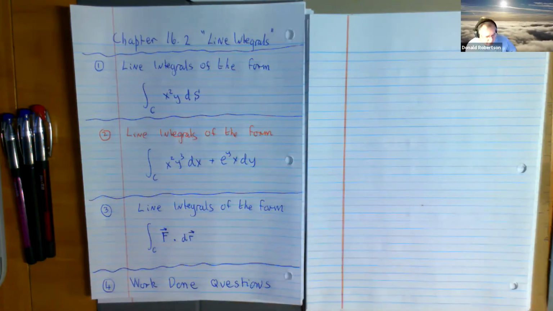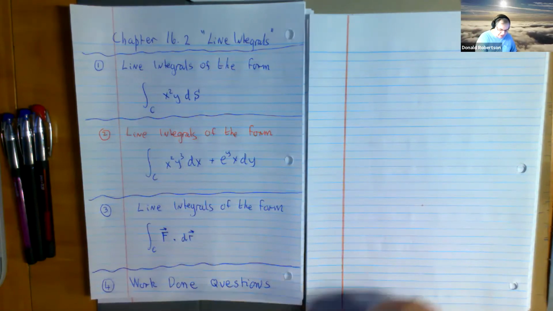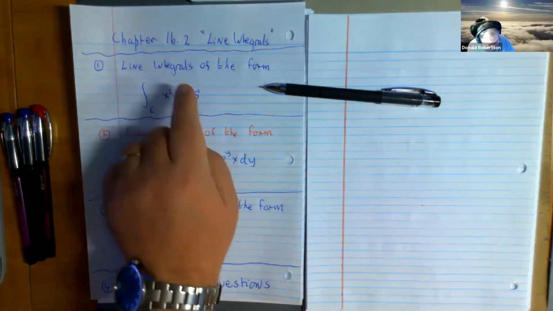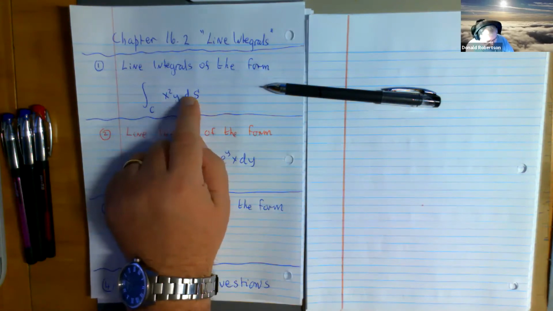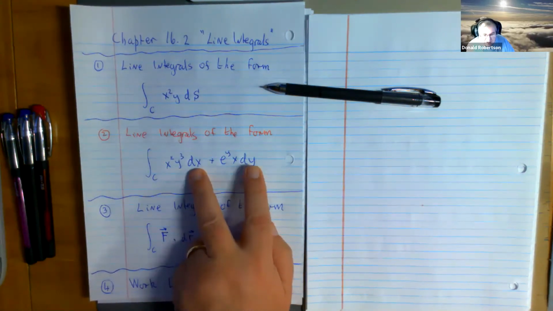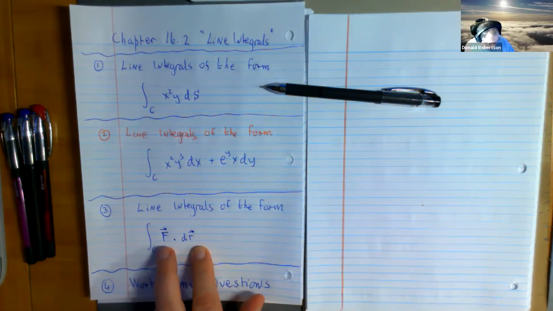So we are looking at things called line integrals. There are actually 3 stories for line integrals. Some line integrals are going to have a guy called ds in them. Some line integrals are going to have a dx, a dy, a dz, depending on the context. And some that you haven't seen yet are going to be line integrals of vector functions.